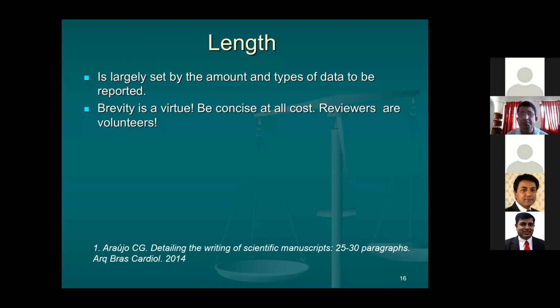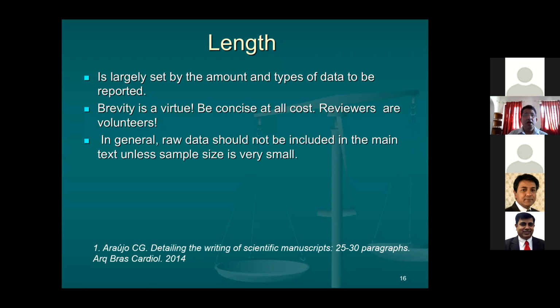They are doing this as a part-time job. So if you are making it a very boring, very long result section, there's a chance that the reviewer will see it very superficially because it is so boring, and your chances of your article being accepted automatically become small. In general, raw data should not be included in the main text unless the sample size is very small.